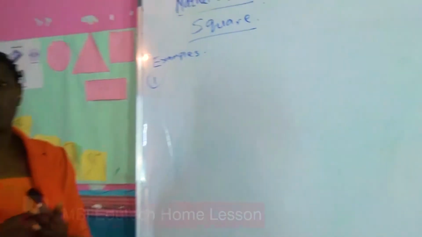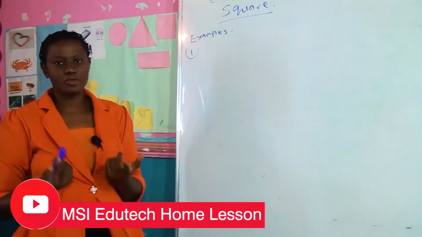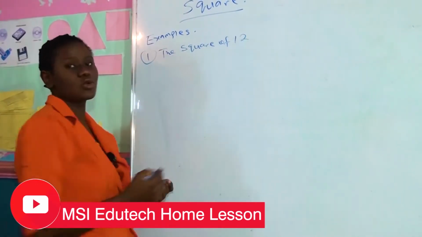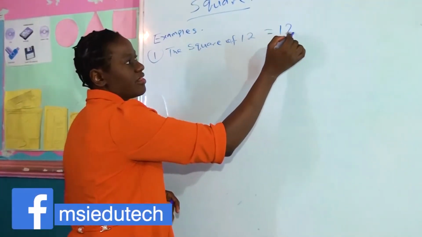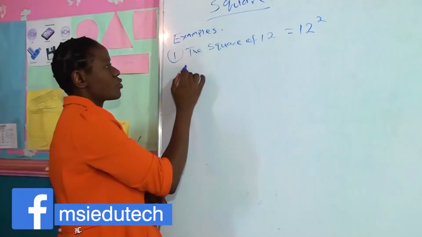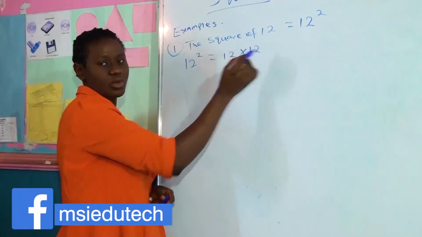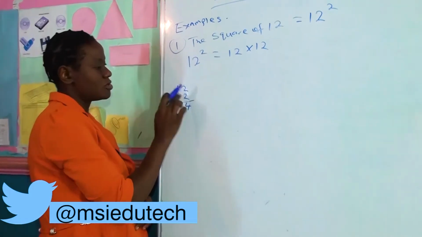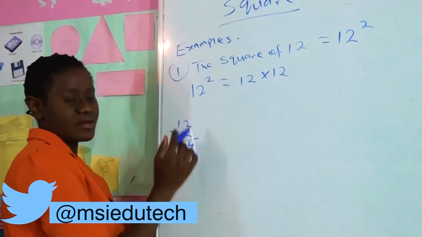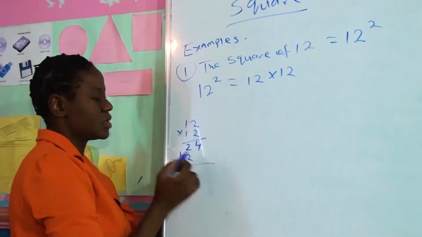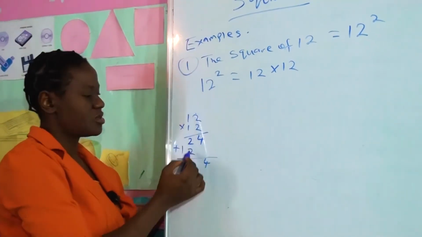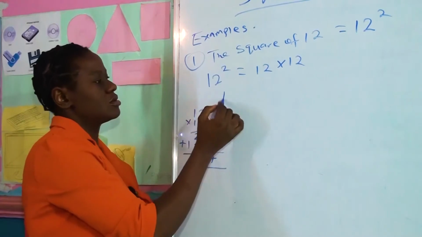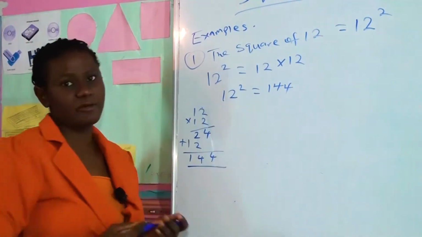I want to find the square of 12. The square of 12 can be written as 12 squared. 12 squared would be 12 times 12. 2 times 2, 4. 2 times 1, 2. 1 times 2, 2. 1 times 1, 1. Add them. 4. 2 plus 2, 4. And 1 plus 0, 1. So 12 squared will be equal to 144.